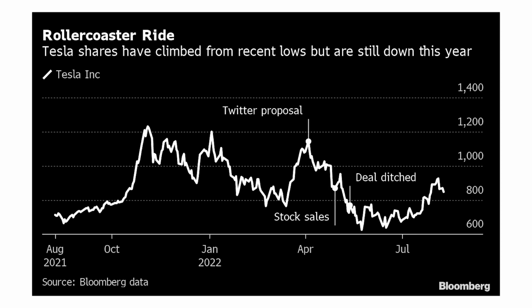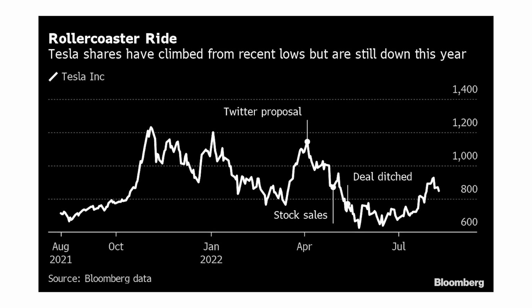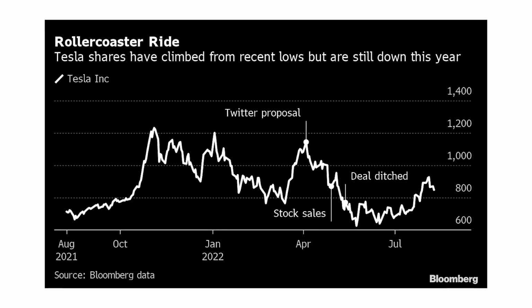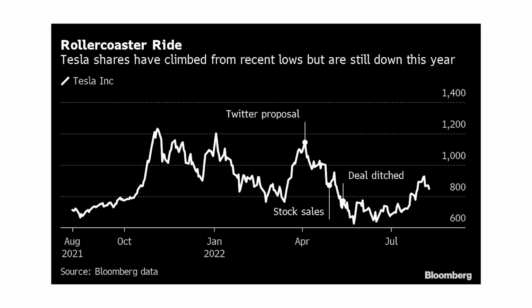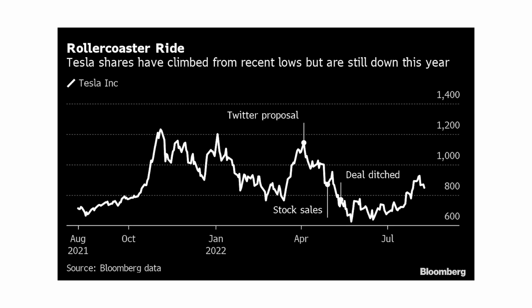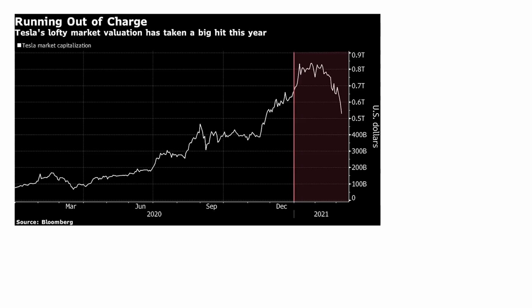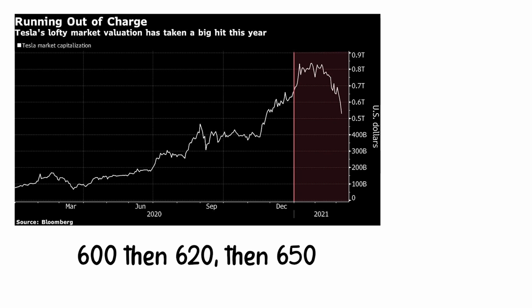Real example with easy numbers. Tesla stock is climbing. It goes from 600 to 650, drops back to 620, climbs to 700, drops back to 650, climbs to 750. Notice the pattern? Each bottom is higher than the last. 600, then 620, then 650.